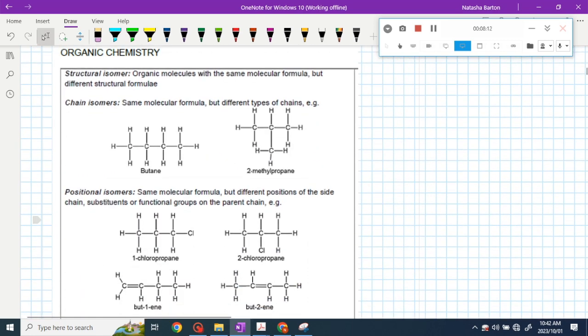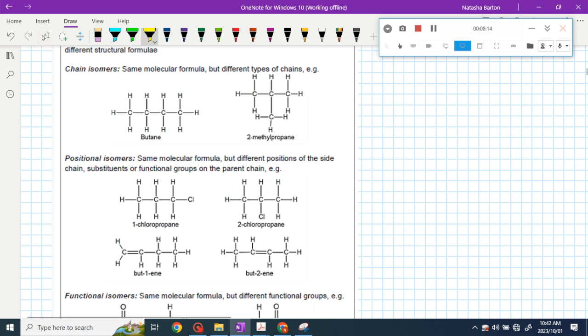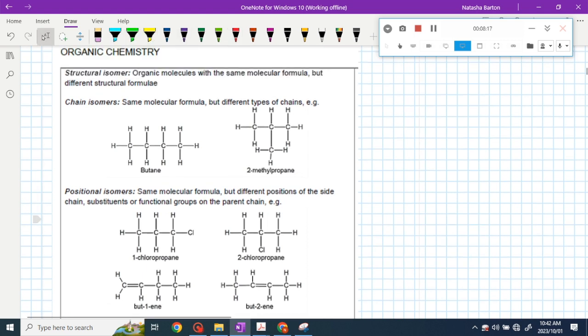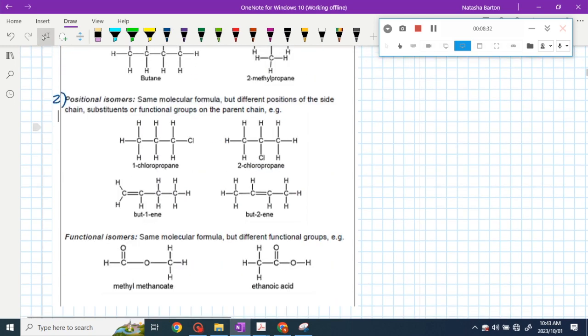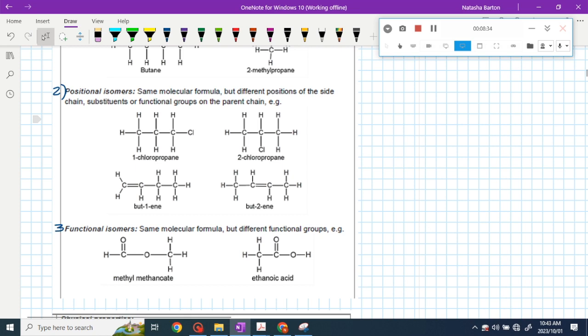Then, chain isomers, positional isomers, functional isomers. Guys, these things are all called structural isomers. So in other words, you get 3 different types of structural isomers. Number 1 is chain isomers, number 2, positional isomers, and number 3 is functional isomers. If we use the term structural isomers, you can give us any one of the 3. But if we are specific, then we are looking for the specific type of isomer. Please make sure that you know the difference in the terms and how to identify the difference. I'm going to point it out very quickly.